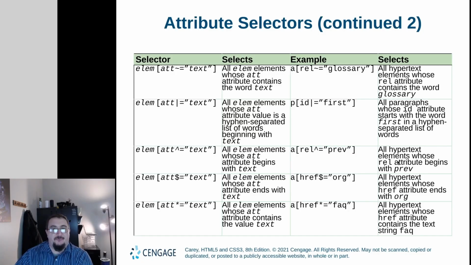You can search for tags where the rel begins with prev. You can search for element tags where the href statement with the $ sign ends with .org if there are multiple. You can use this here for anything that contains a specific word, regardless of where it is inside of the element attribute.